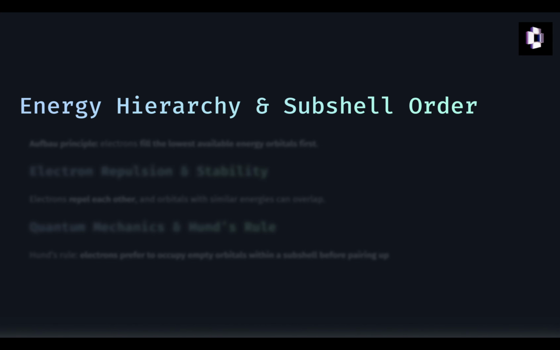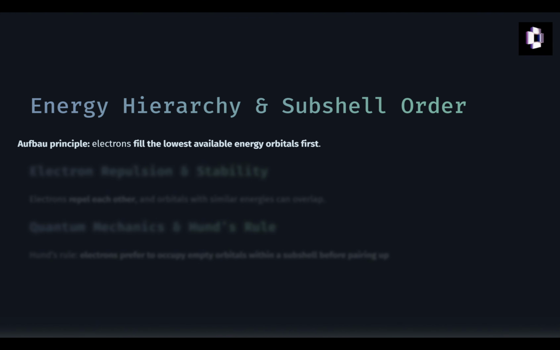For example, we have the energy hierarchy and subshell order. Electron filling does not follow a simple "fill one shell fully, then move on" rule. Instead, it follows the Aufbau principle, meaning electrons fill the lowest available energy orbitals first. In the case of iron, for example, atomic number 26, the third shell can theoretically hold up to 18 electrons. However, instead of filling up the 3d orbitals first, the 4s orbital is lower in energy, so it gets filled before 3d. That's why iron's electron configuration has only 8 electrons in the third shell.